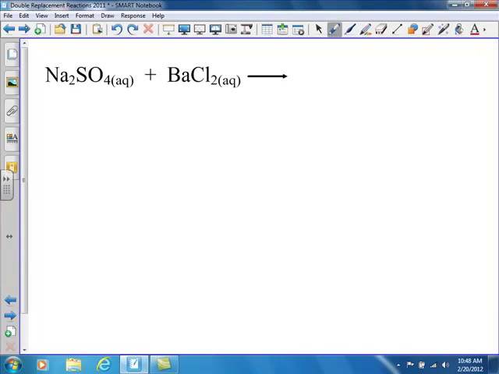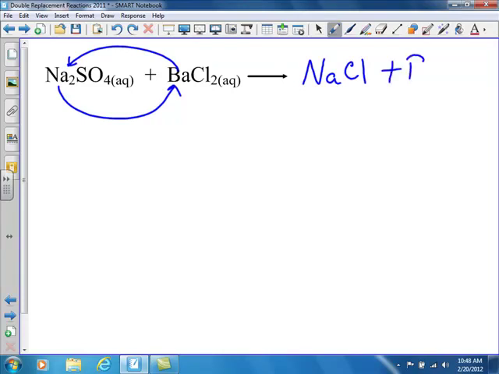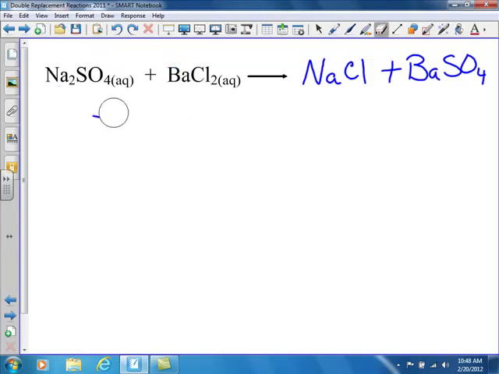So the products of this reaction would be Na to barium, and that gives me NaCl. And then the barium replaces the Na, and I get BaSO4. Okay, so those are my two products. Now, on my two products, I want you to pick out which is the aqueous and which is the precipitate, or the solid.